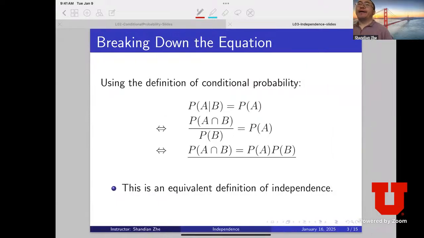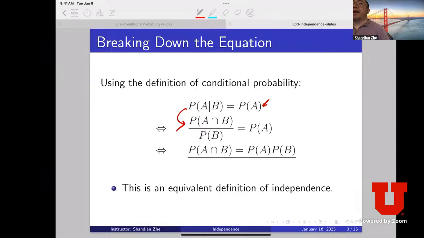So from the original definition, what other results can we get? This is the definition: we say the conditional probability of A given B equals the probability of A solely, which means A and B are independent. But from the definition of conditional probability, it is the ratio between the joint probability of A and B and the marginal probability of B: P of A intersection with B divided by P of B.